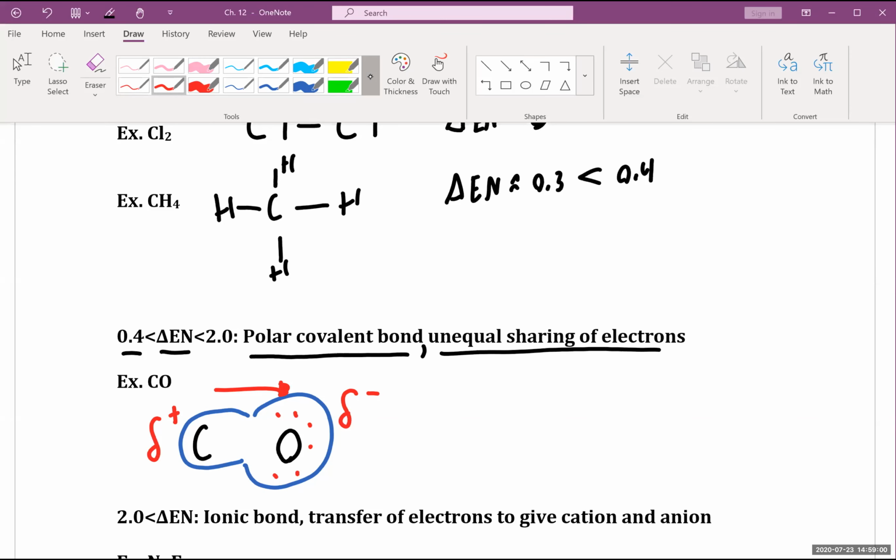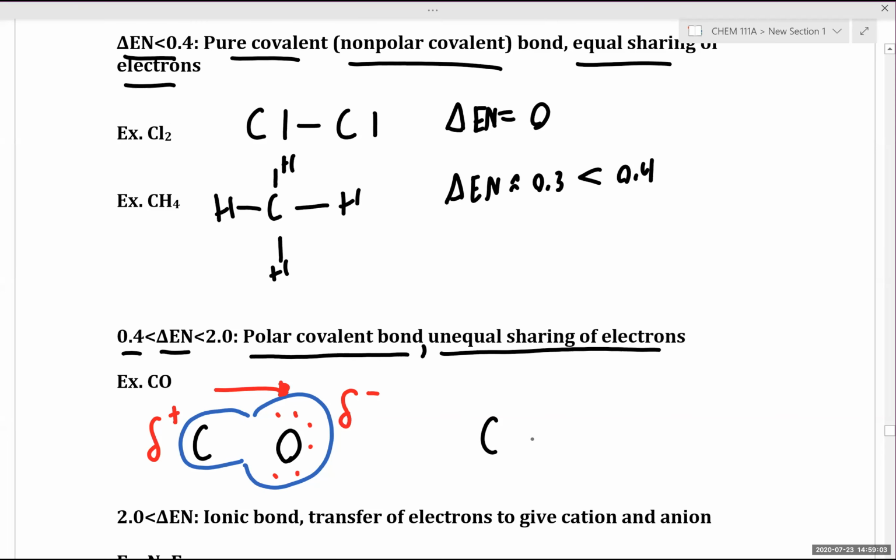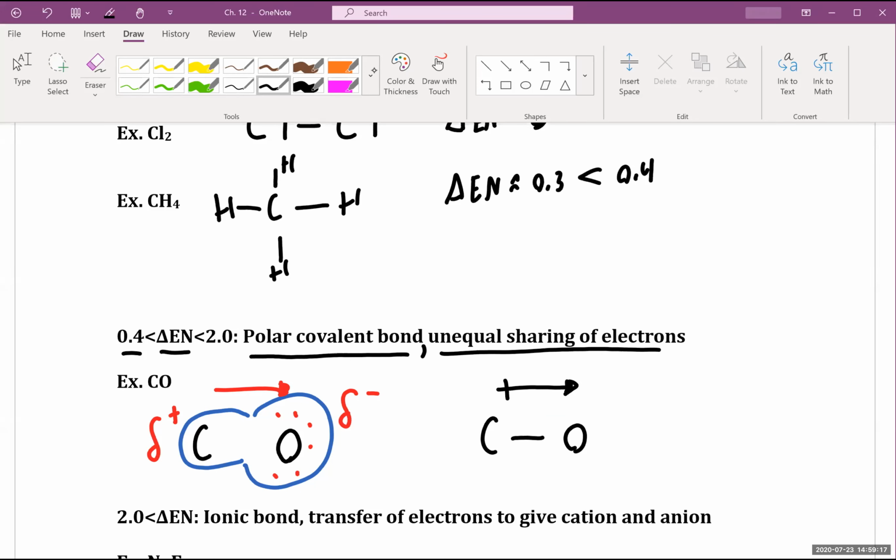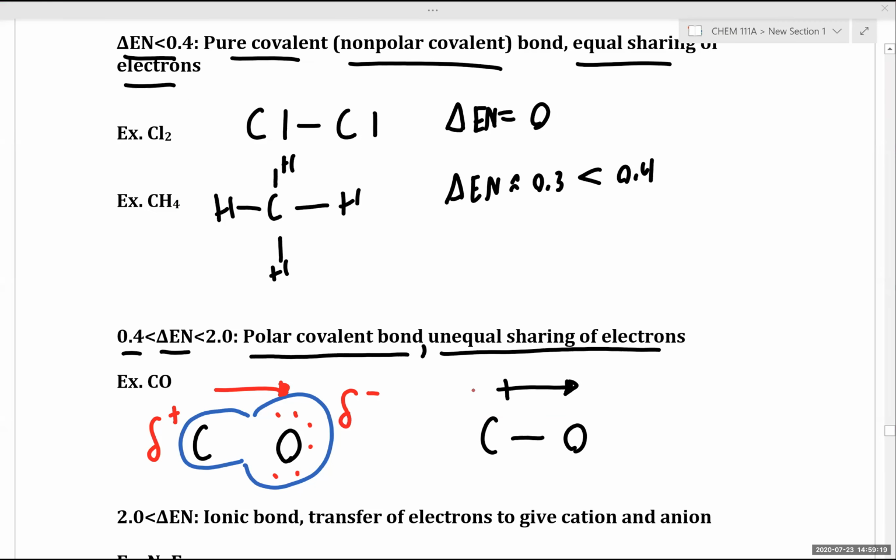So we can represent polarized bonds, or bonds containing an uneven sharing of electrons and an uneven distribution of charge, using dipole notation, where we draw an arrow pointing from our least electronegative element, or the delta plus element in our bond, to the most electronegative atom in our bond. Does this make sense to everyone?